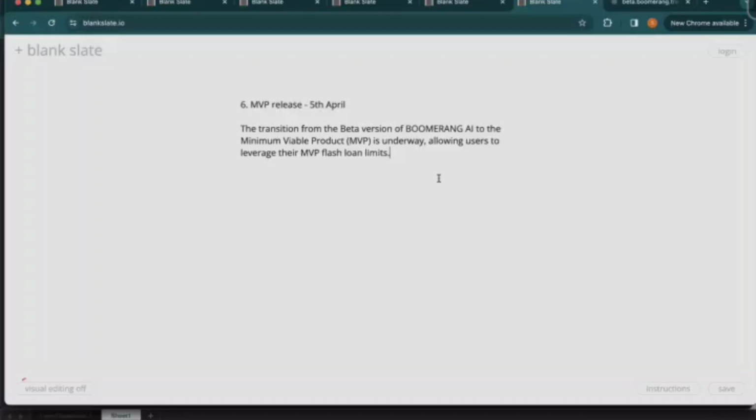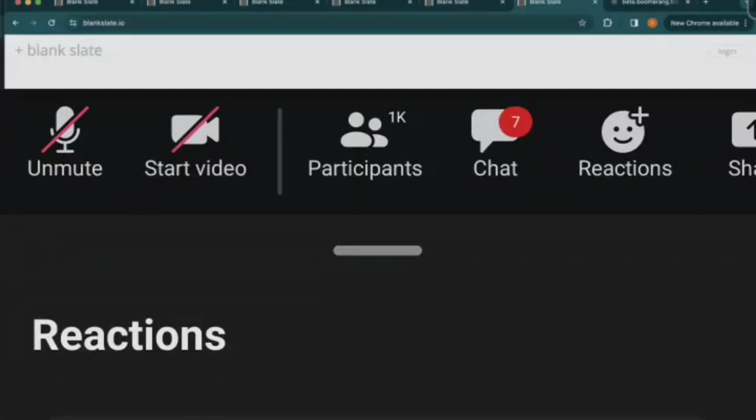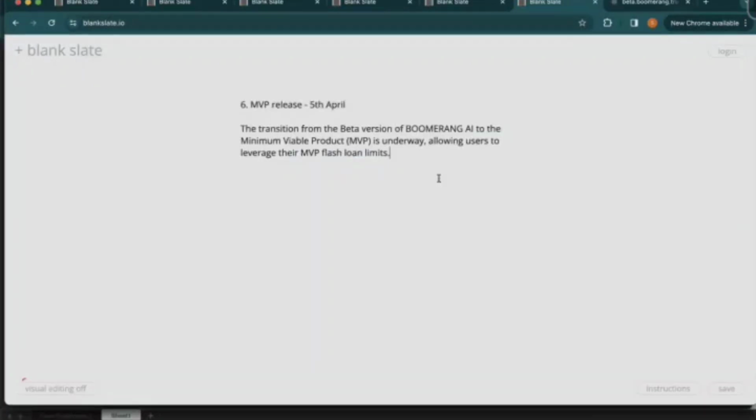We will move from the beta version of Boomerang AI to the minimum viable product. That is, from the website, we will remove beta. That will be just boomerang.trade, and the MVP version will be rolled out, and you will be receiving your MVP flash loan limits, that is 300 times the license value, and the saga will continue.